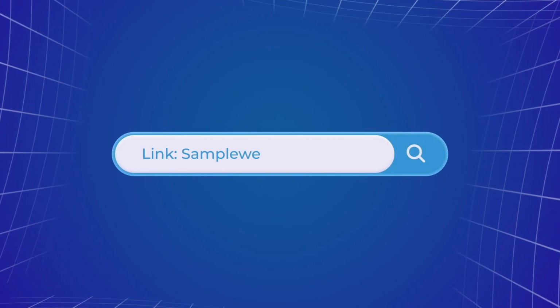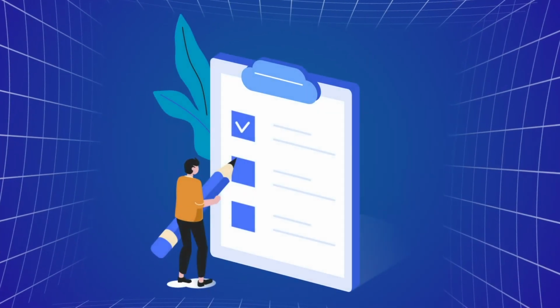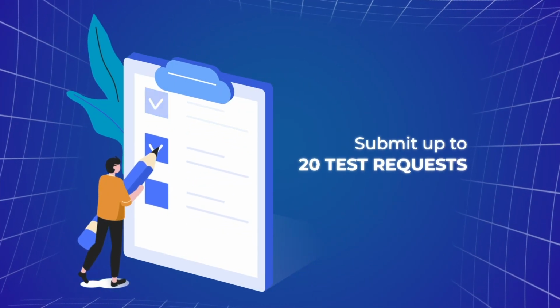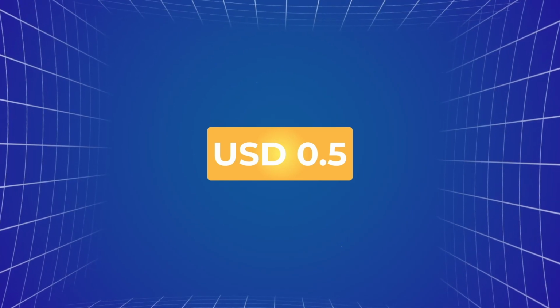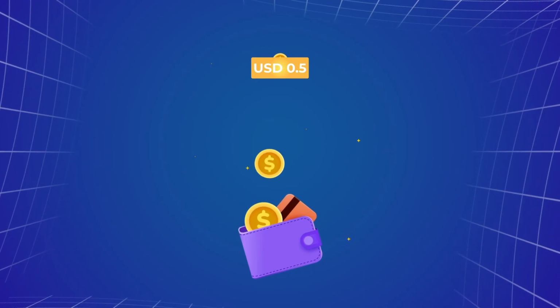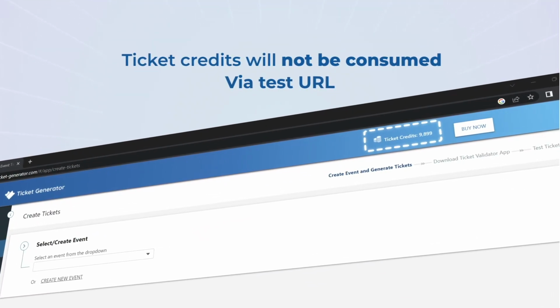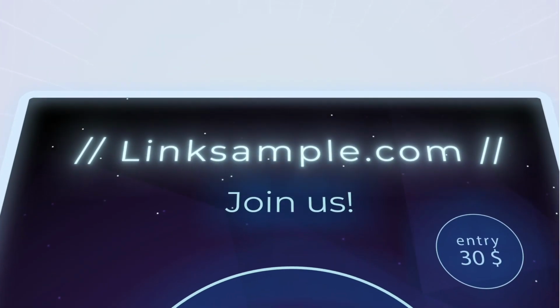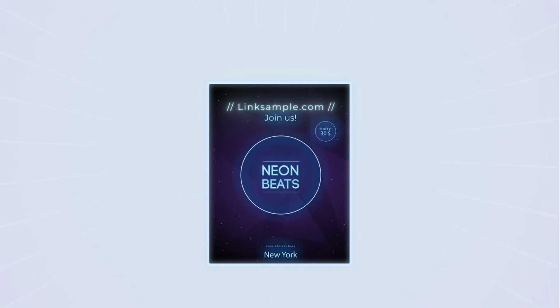Now, you can use the test link to see how the registration form looks and test the form. You're allowed to submit up to 20 test requests. However, an actual payment of $0.50 will need to be made, which will be refunded after the completion of testing. Ticket credits will not be consumed while checking the form via test URL. Also, here's the live URL that you can share in your promotional creatives to get registrations.